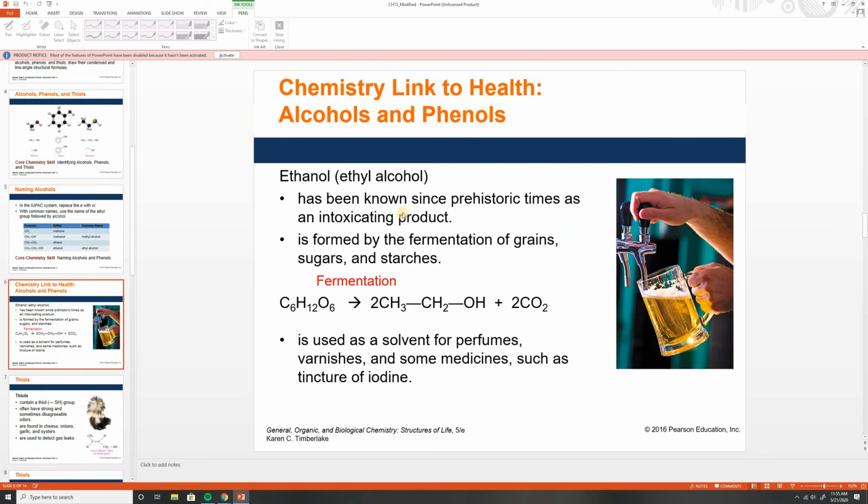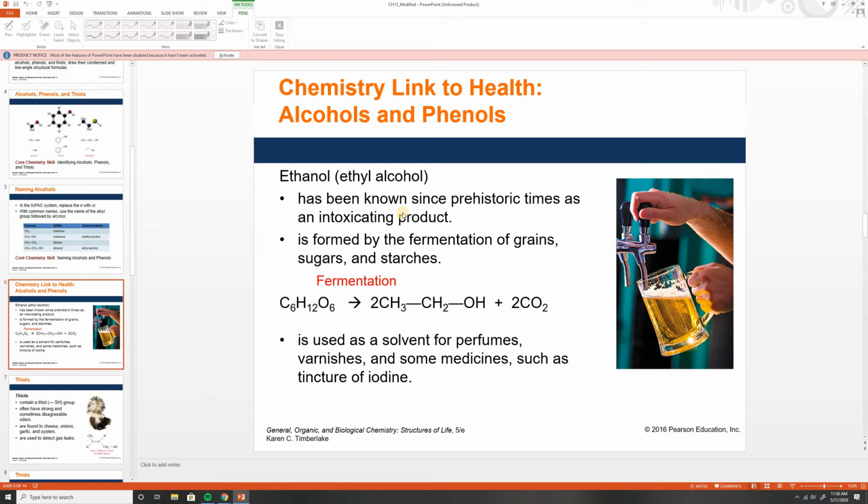So ethanol, like I mentioned in Chapter 12, is what our alcoholic beverages are made from. And ethanol is toxic to us. That's why we get drunk. Drunk is a toxic reaction to an intoxicating agent. That's why you call it intoxication, because you're ingesting a toxic chemical.